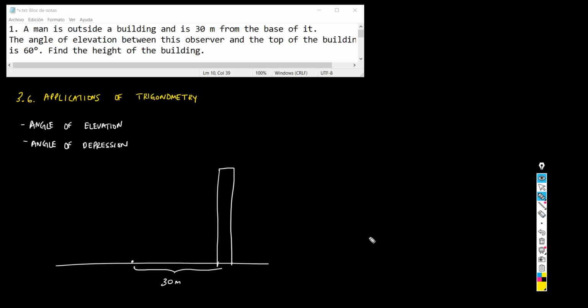And so the line of sight goes basically from the ground to the top of the building. We can make this assumption, and in this case it's not that bad. I should have added in here a very tall building in comparison to the man's height. Okay, with that assumption, then this angle is 60 degrees.